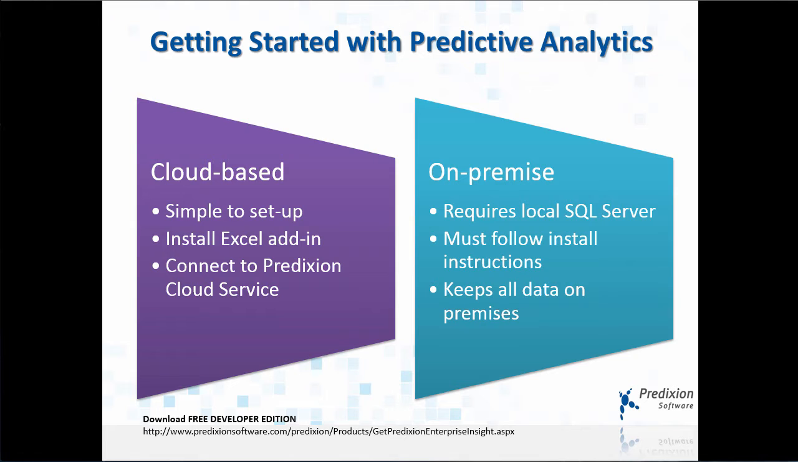So to get started, you'll want to go and download the free developer edition using the URL shown on this slide. There are two different ways you can get prediction software. One is cloud-based, the other is on-premise. So let me go through the steps. For cloud-based, you have a very simple setup. Basically, you just install an Excel add-in and it appears as a ribbon, and you'll be connecting to the Prediction Cloud service. For the on-premises version, you'll be integrating with a local SQL Server instance. You need to follow the install instructions, and the on-premise edition does keep all your data on premises.